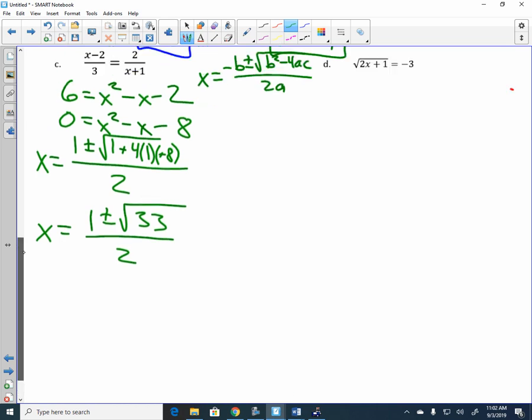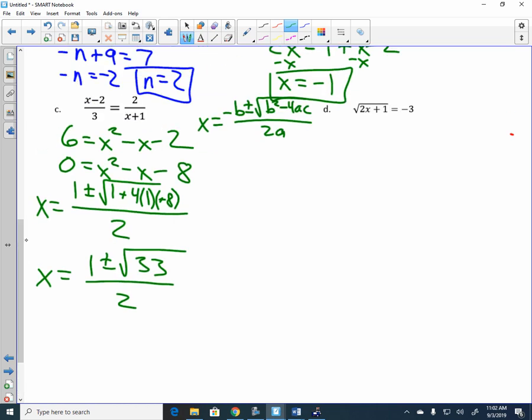What if we have radical equations like letter D? Oh, this negative up here? Got it now. Good question. Thank you for asking. All right, square root equal to that. We just square both sides. We get 2x plus 1 is equal to 9. Subtract 1, 2x is equal to 8, so x is equal to 4.